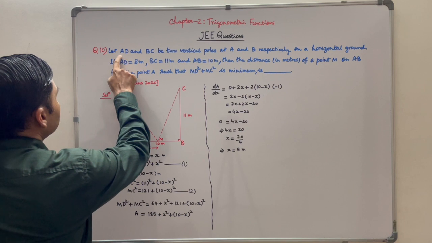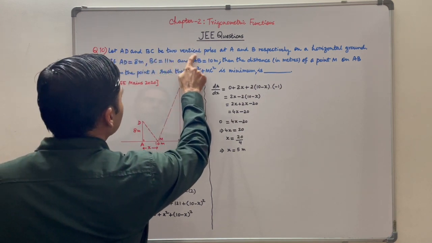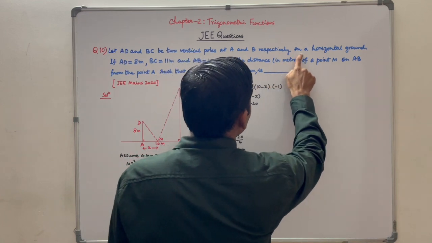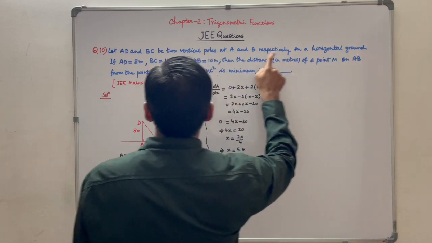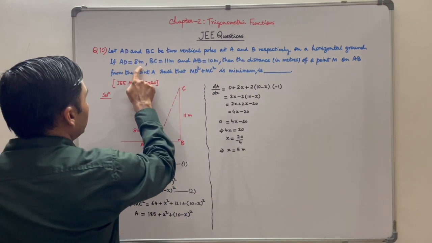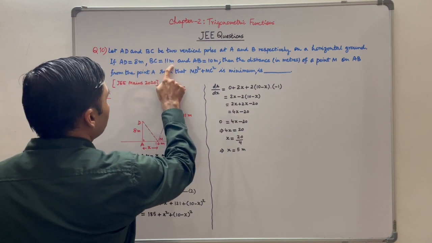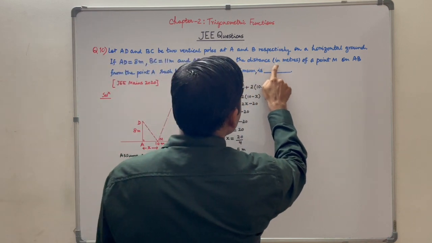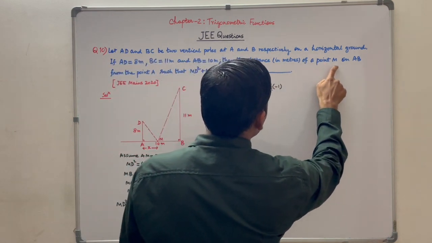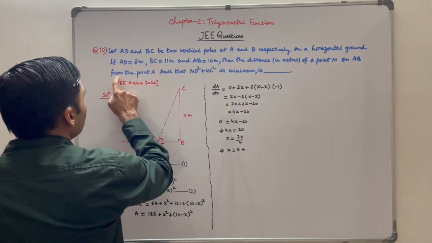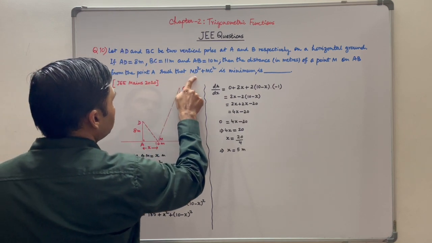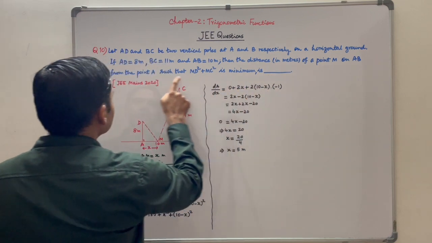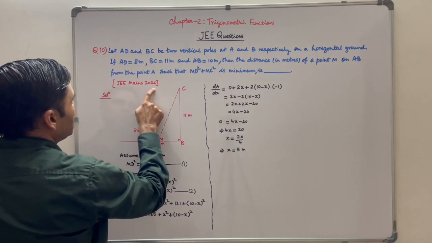10th question, let AD and BC be two vertical poles at A and B respectively on a horizontal ground. If AD is equal to 8 meter, BC is equal to 11 meter and AB is equal to 10 meter, then the distance in meters of a point M on AB from point A such that MD square plus MC square is minimum is. This question appeared in JEE Mains 2020.